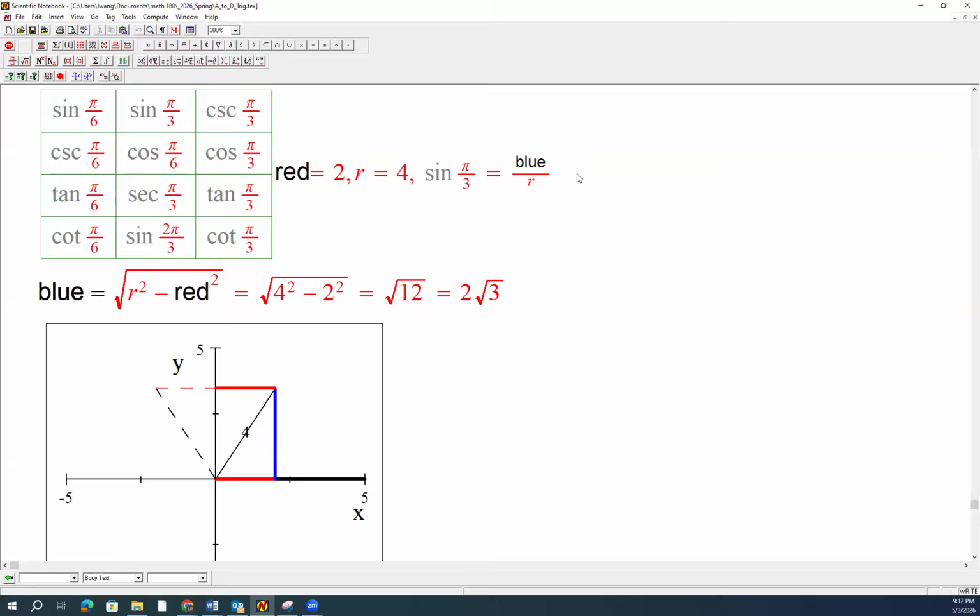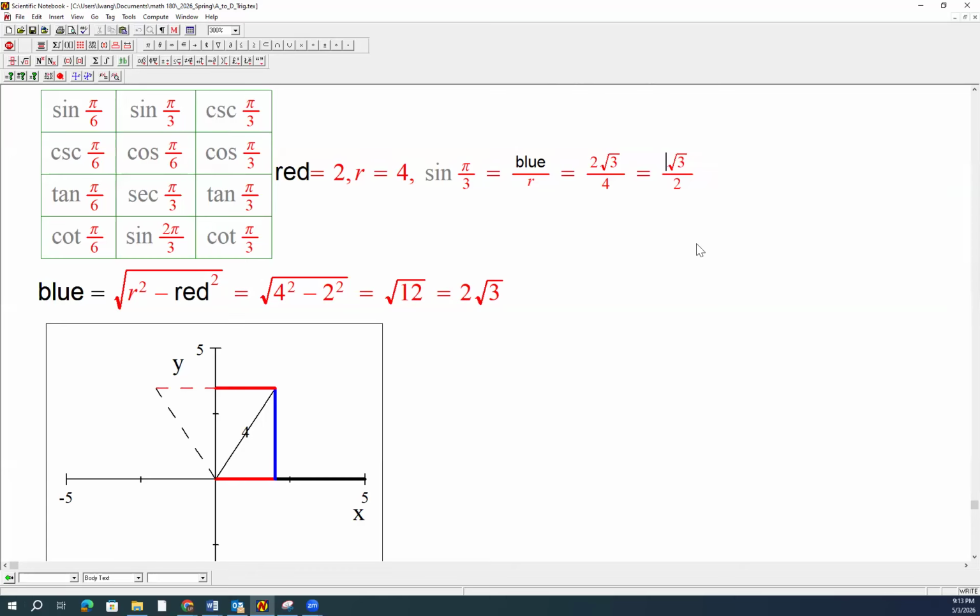Now to get sine pi over 3, sine pi over 3 is blue over R. Our blue is 2 times root 3, divided by R, which is 4. And eventually that's going to be root 3 over 2. So that's sine pi over 3.